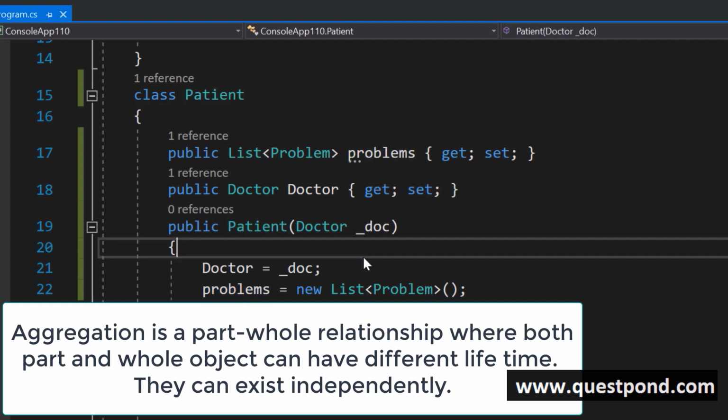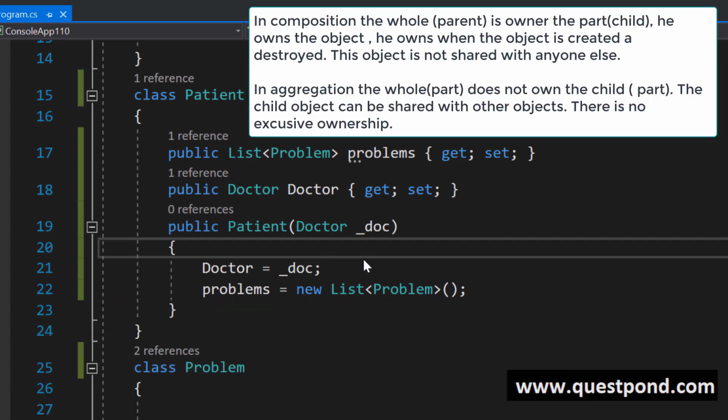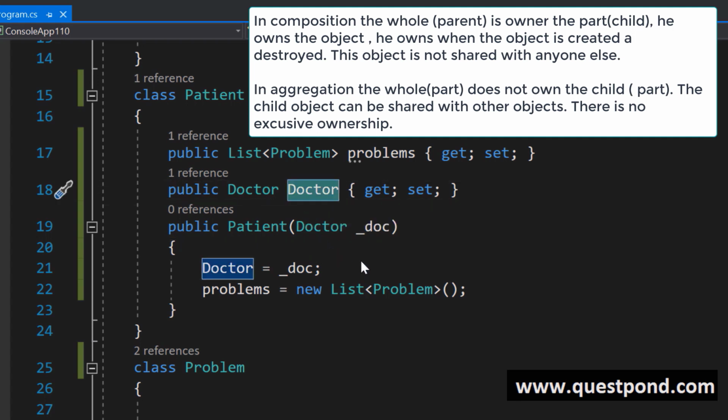And if you see here in my code, I have very clearly said that the creation and the lifetime of the doctor object is not handled by the patient as such. It is done from somewhere else. But in the case of a problem, the patient is the owner of the problem object. That's the right word. He is the owner of the problem object. He owns its lifetime, right?